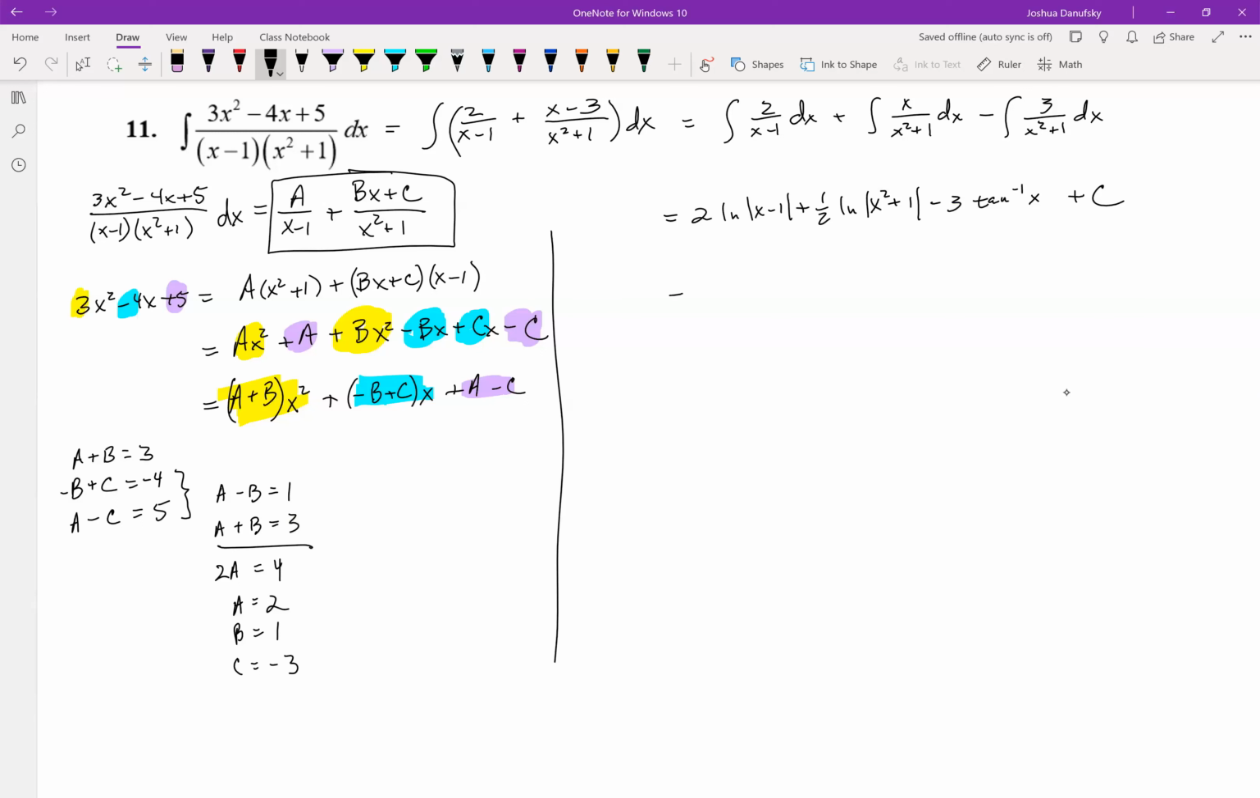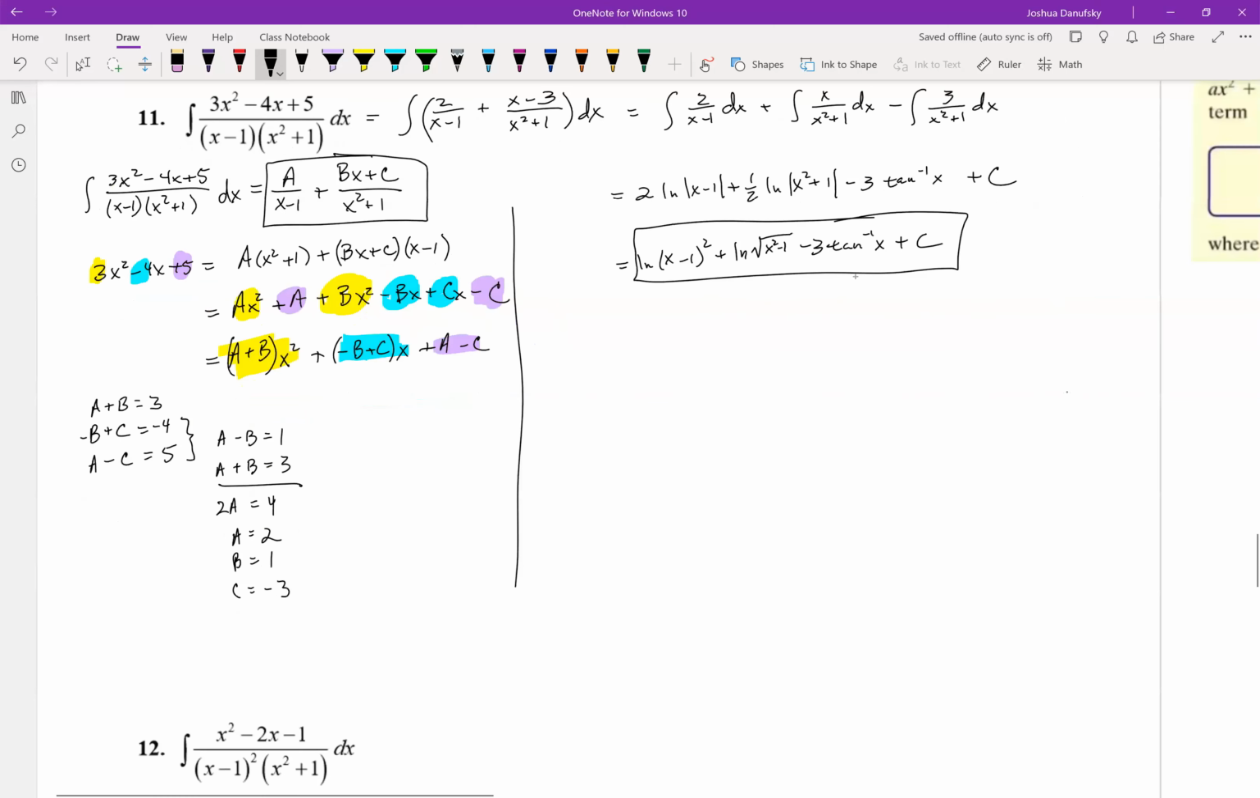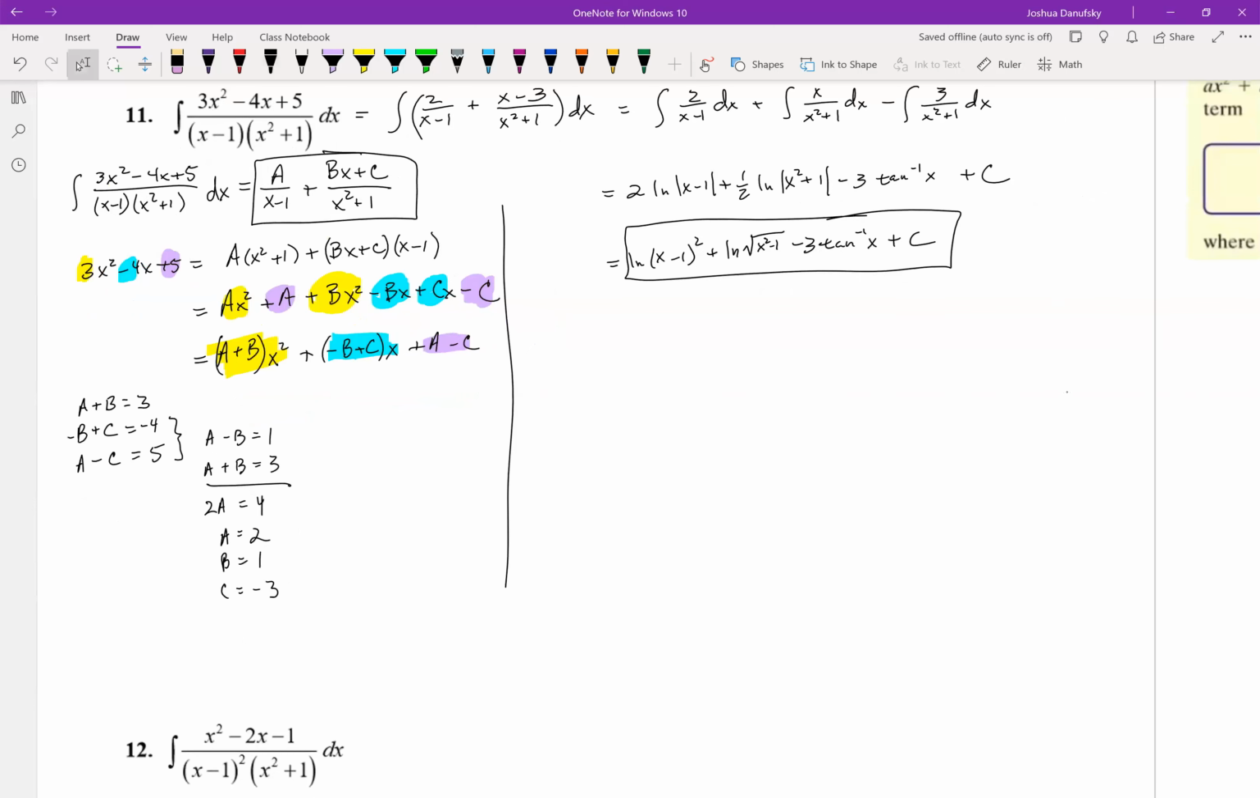We could rewrite the first two terms using properties of logs this way. When we square that quantity, x minus 1, it will be positive, so we don't need the absolute values. And the same thing when we bring the 1/2 exponent up, so we have the square root of x squared plus 1. Pause the video, follow the same steps on number 12.